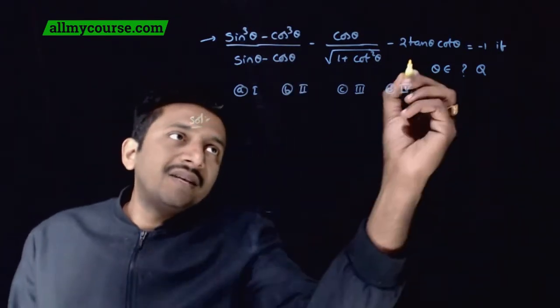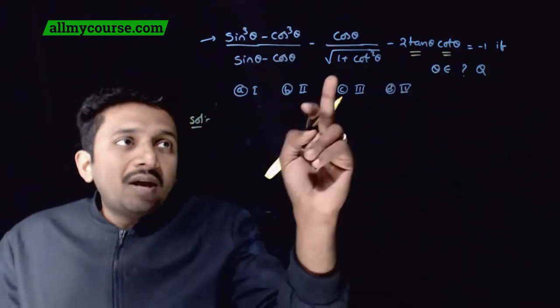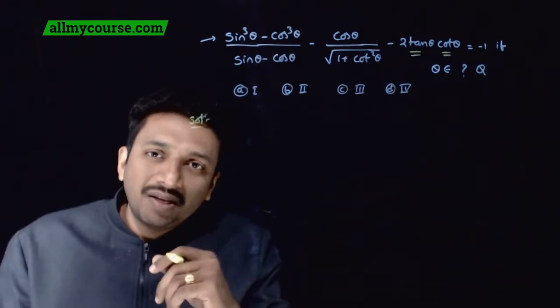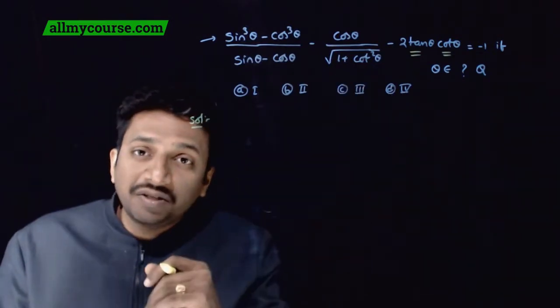One of the things is tanθ cotθ is equal to 1. And 1 plus cot²θ, you know that cosec²θ minus cot²θ is equal to 1. So 1 plus cot²θ is cosec²θ. You have a simplification here.